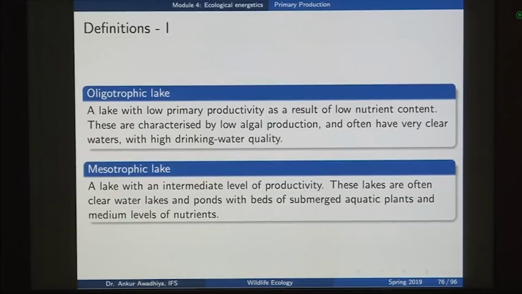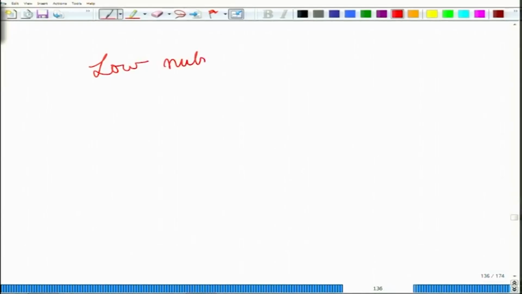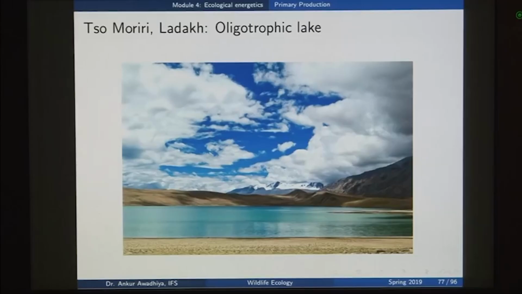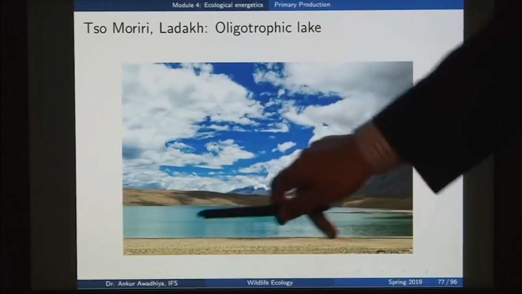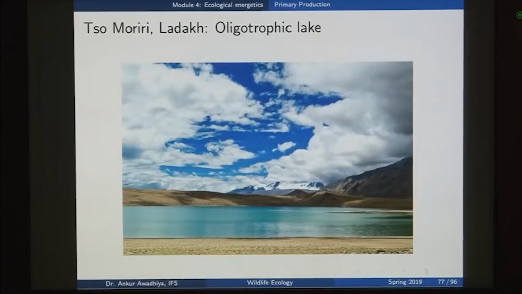So, we have low nutrients, which is an oligotrophic lake. You have medium nutrients, that is a mesotrophic lake. So, this is an example of an oligotrophic lake, the Soor Moriri lake in Ladakh. In this case you can observe that there is hardly any plant growth or hardly any algae growth that we are observing here. Now, why is this lake an oligotrophic lake? Because it is getting its water from the glaciers.